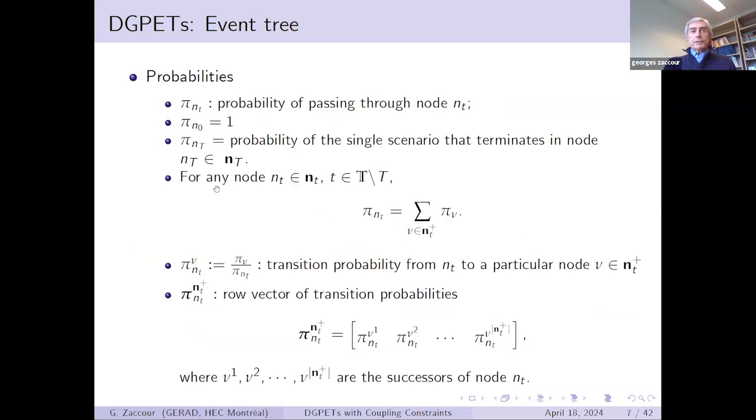In terms of probabilities, π_nt will be denoting the probability of passing through one particular node n_t. Of course, the probability of n_0 is equal to 1, and the probability of n capital T, which is a terminal node, is the probability of the single scenario that terminates in this terminal node. For any node n_t, of course, the probability of being at this node is the sum of the probabilities of the successors. And after that, we have this notation.